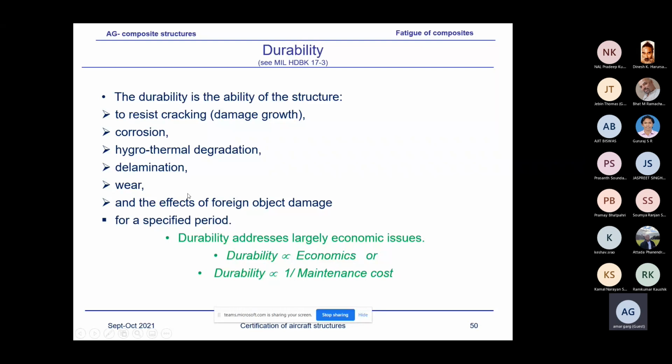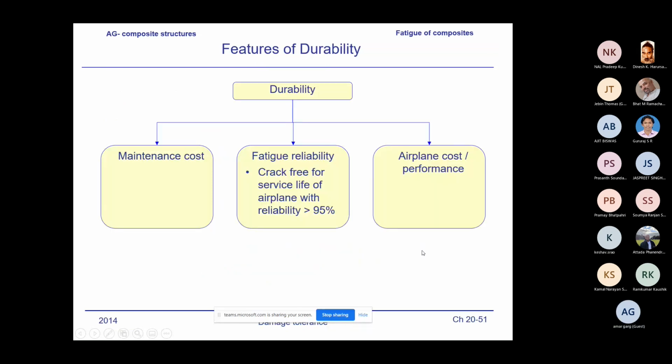Okay, so durability: effect of foreign object damage for a specified period. Durability addresses largely economic issues. Durability is economic, of course. Durability, maintenance cost, fatigue, reliability. This is important here now, which I had not shown earlier. The fatigue reliability is the critical part of durability: crack-free for the service life of the airplane with reliability greater than 95%. This is the requirement from Boeing, which is again provided in those references.